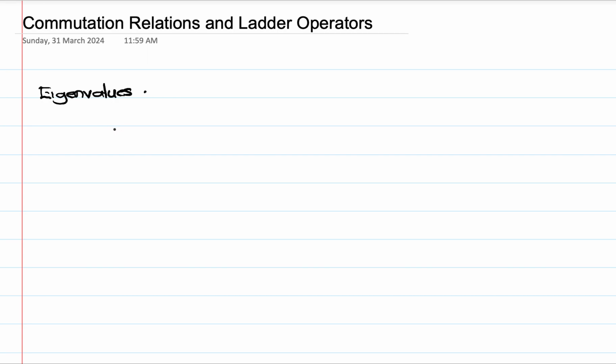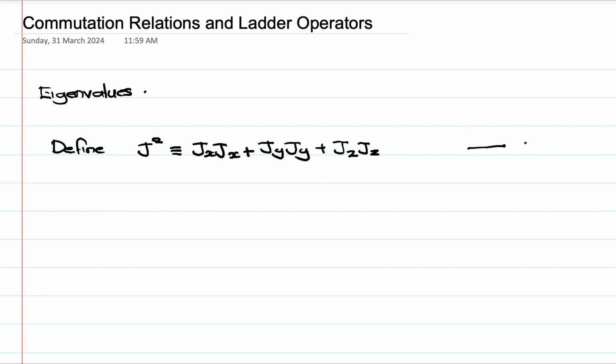So we are going to define a new operator. I am defining a new operator j square. This is defined as jx square plus jy square plus jz square. I'm giving it as equation number 1.